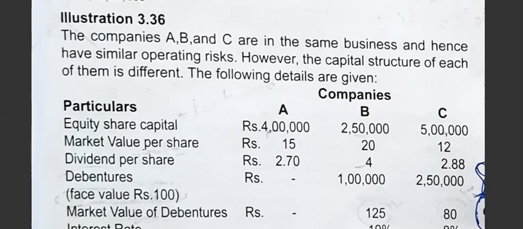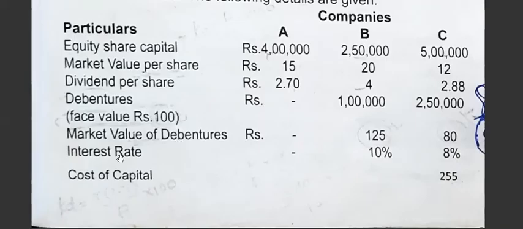Now comes the cost of debentures. For A we don't have cost of debentures. For B and C we have. So for B it is 10% interest. You check here, you will get it. Interest is 10% on the face value. Face value is 100, we can assume. So 100 is the face value, which means 100 into 10%, 10 rupees.